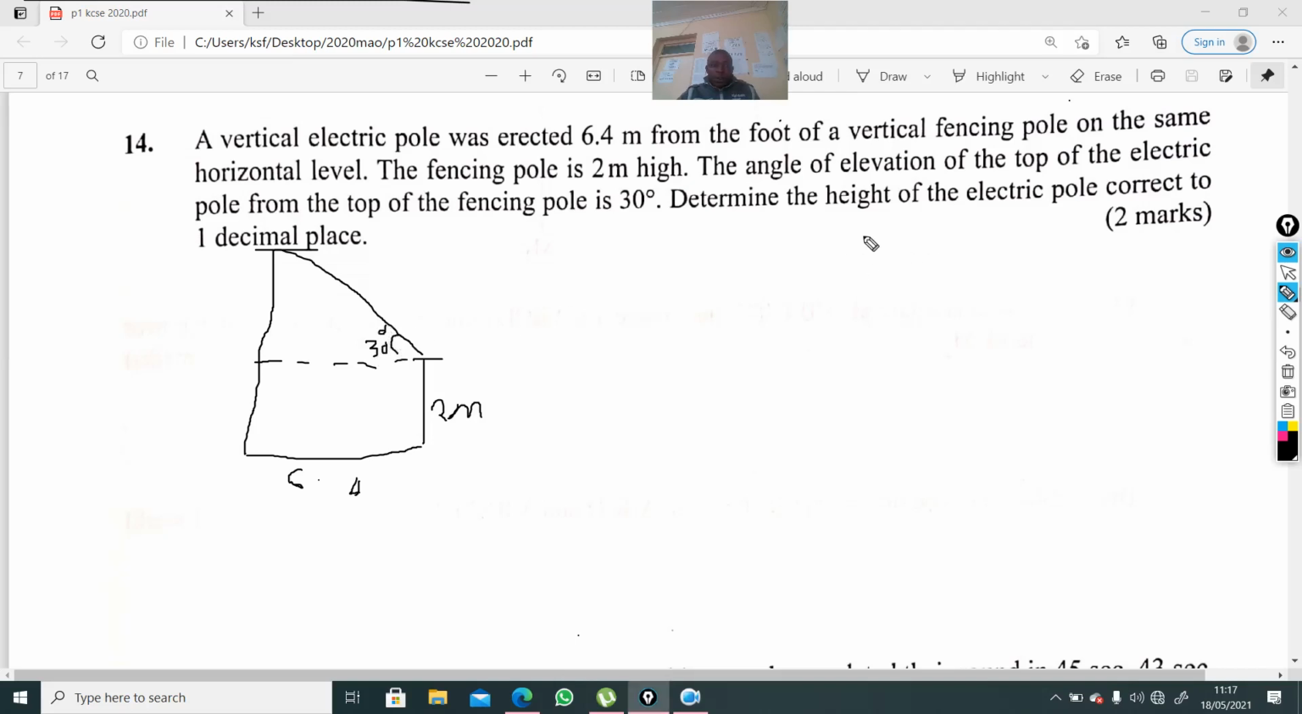Determine the height of the electric pole. The height from here to here is 2. So from here you call it x, for instance. The height will be 2 plus x. If I use SOHCAHTOA, this is 6.4 again. I talk about tan of theta, opposite over adjacent. So tan 30 equals opposite, which is x, over adjacent, which is 6.4. So x equals 6.4 tan 30.